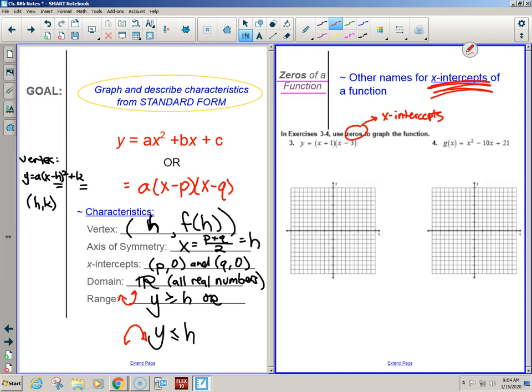Melanie was gone yesterday. Sky was gone yesterday. Andrew, you were gone, but you came back. Good. Did you guys already circle the word zeros and write x-intercepts?